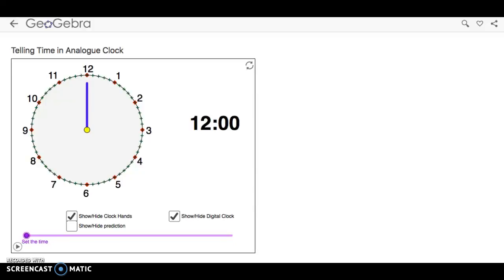All right, boys and girls. Today during math class, we are going to be telling time hourly by using an analog clock. An analog clock will allow us to place the minute hand and the hour hand wherever we would like.